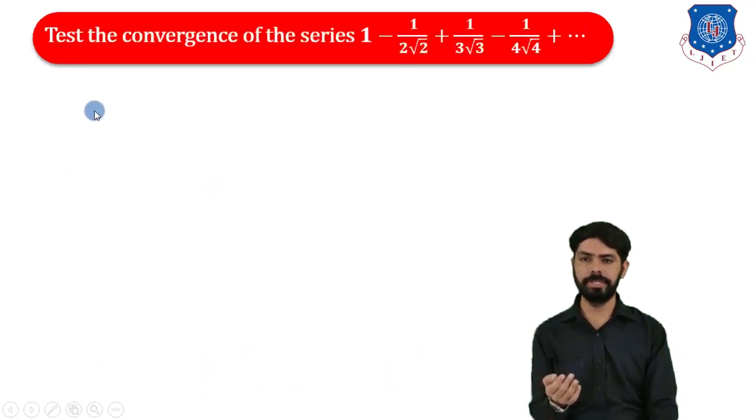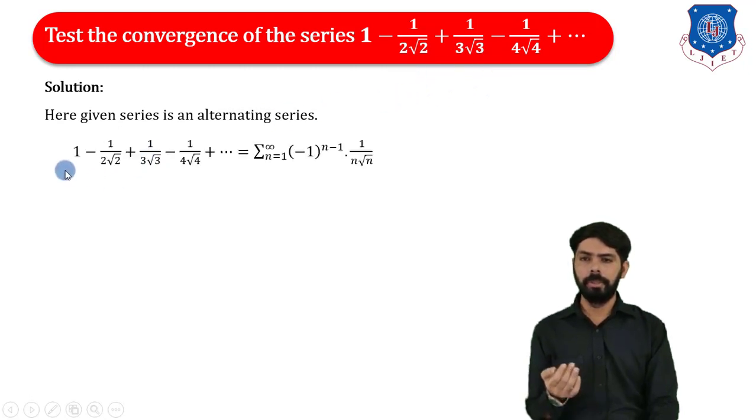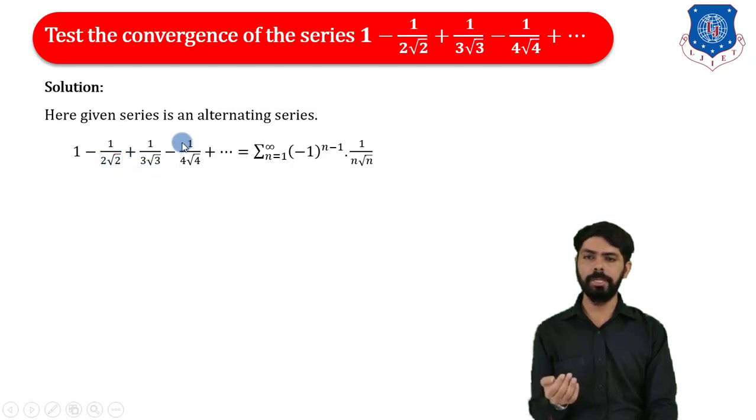Now we will discuss the next example, that is test the convergence of the series 1 minus 1 divided by 2 root 2 plus 1 divided by 3 root 3 minus 1 divided by 4 root 4 plus so on. So here the given series is an alternating series, because you can see that here terms are alternately positive and negative. Now 1 minus 1 divided by 2 root 2 plus 1 divided by 3 root 3 minus 1 divided by 4 root 4 plus so on is equal to sigma n equal to 1 to infinity (-1)^(n-1) into 1 divided by n root n.